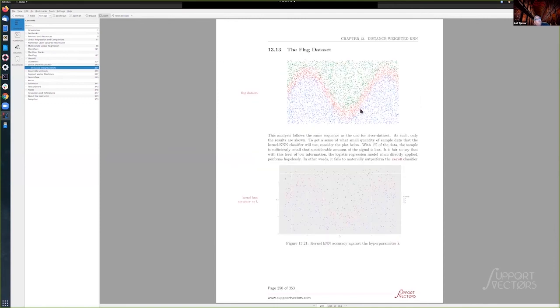The same thing for the flag dataset. I'll post these notes. By the way, I'll put all of these notes on the website. I know that Slack is getting a little disorganized. There are too many things here. I'll post it to Slack also.